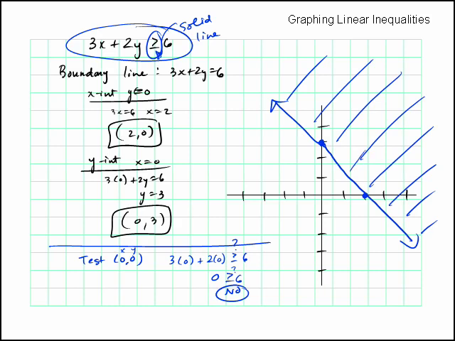And I've graphed the solutions. What this means is if I pick any point, any ordered pair on the upper right side of this line, it will work for this inequality.